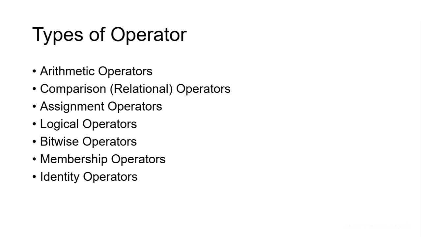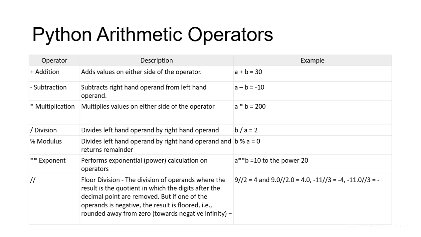First, the types of operators in Python. We have arithmetic operators, comparison or relational operators, assignment operators, logical operators, bitwise operators, membership operators, and identity operators in Python. So let's understand each one.